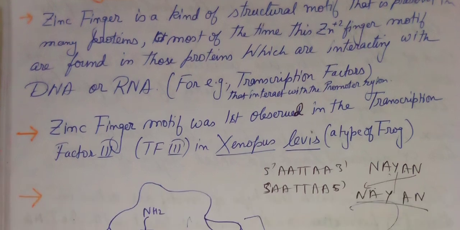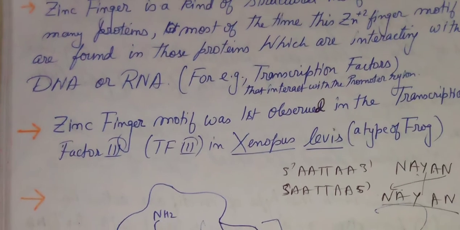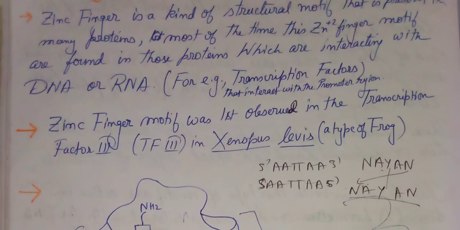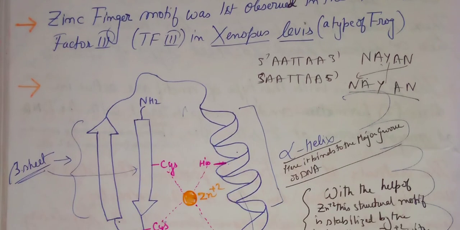The zinc finger motif was first observed in transcription factor 3, TF3, in Xenopus laevis, which is a type of frog. So it was first discovered in transcription factor 3 of Xenopus laevis.